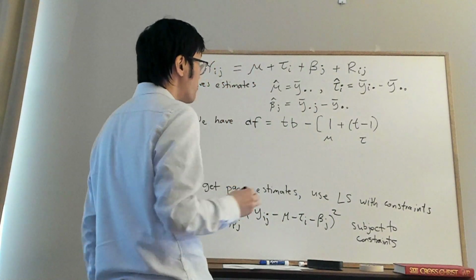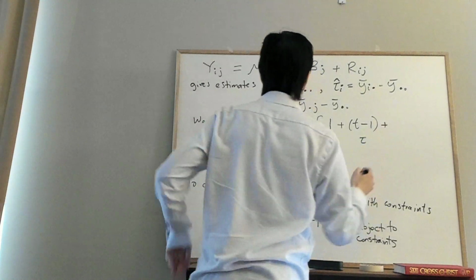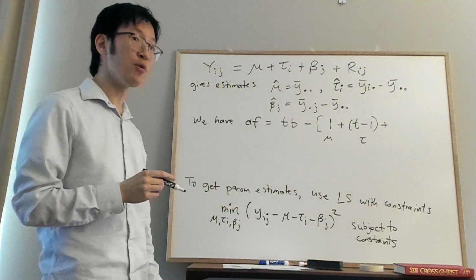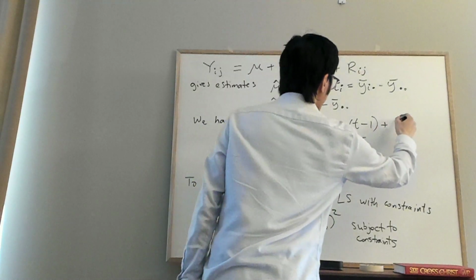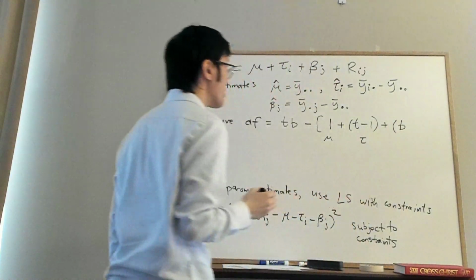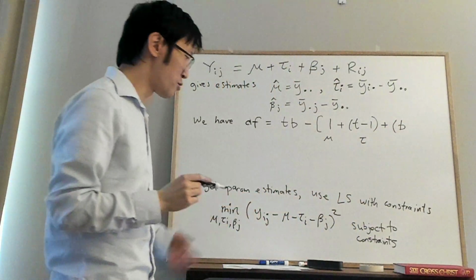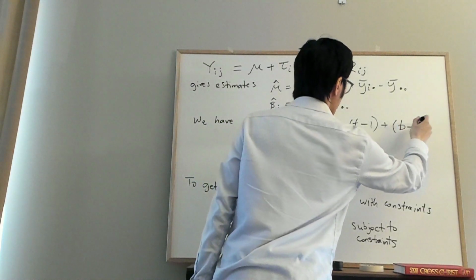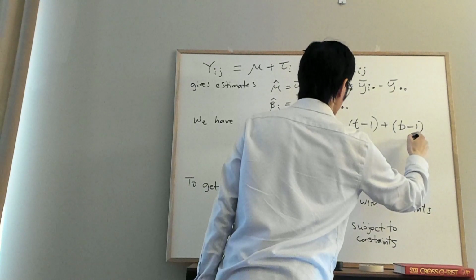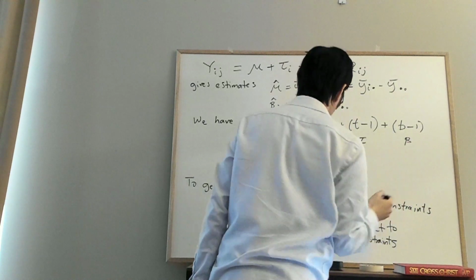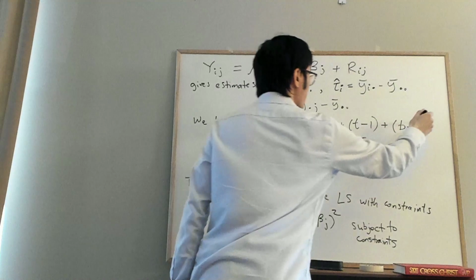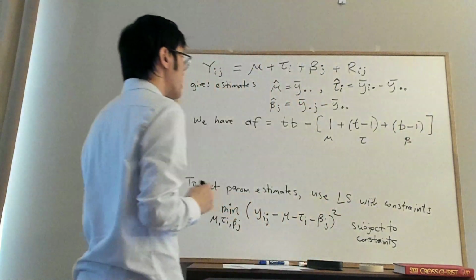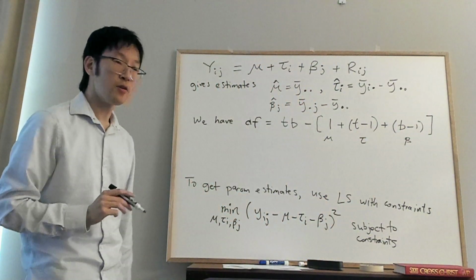And similarly for blocks, I have B blocks. So we have B betas. Again, the blocks have one constraint. Block parameters have one constraint associated with them. So I subtract 1 here. So that's the number of betas we're estimating. Okay, so that's how we count up the number of degrees of freedom.